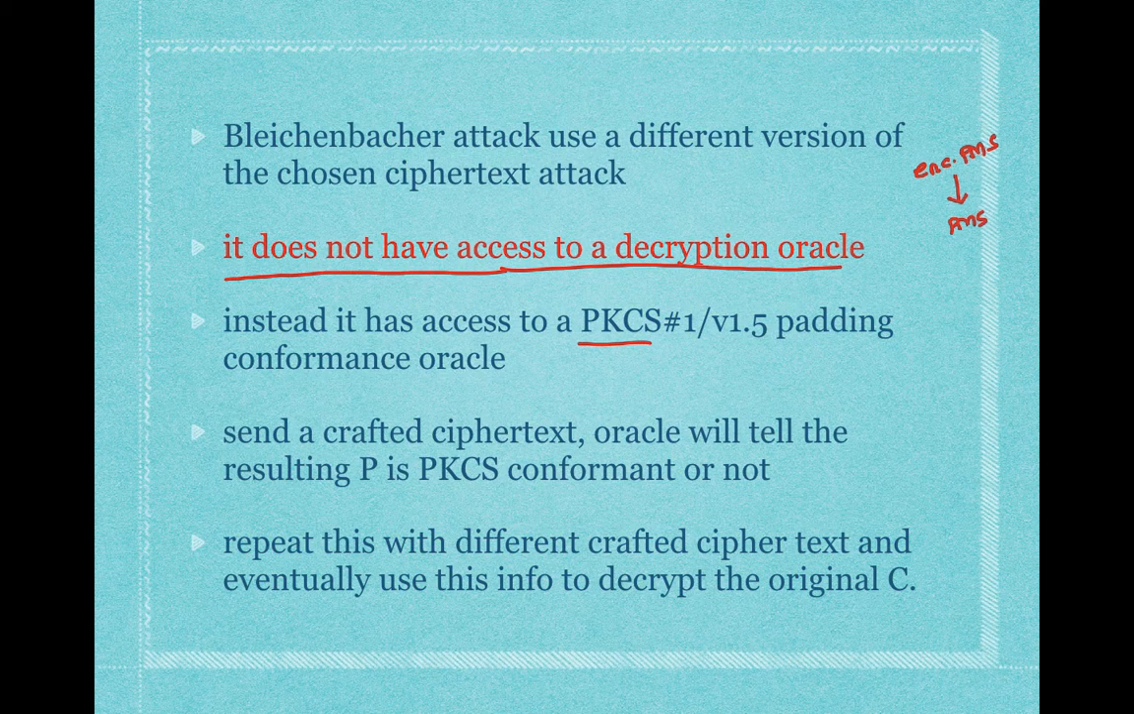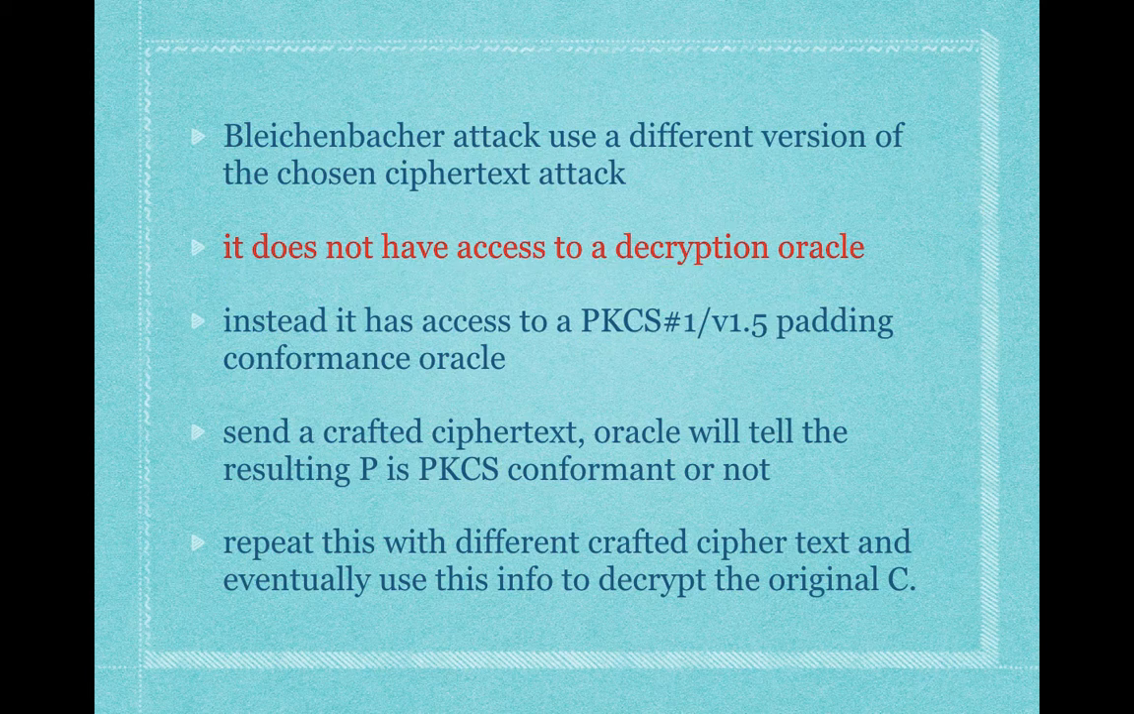You need to remember this, because when you read different cryptography books, they always say chosen ciphertext attack means to recover the key, and the attacker has access to a decryption oracle. Whereas the Bleichenbacher attack uses a different version of chosen ciphertext attack. The attacker does not have access to a decryption oracle. Instead, he only has access to a padding oracle. Okay, so keep this in mind.